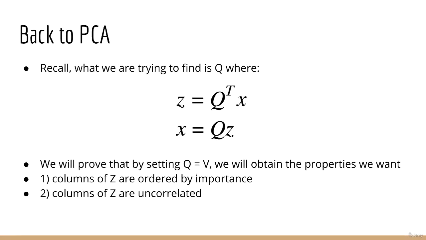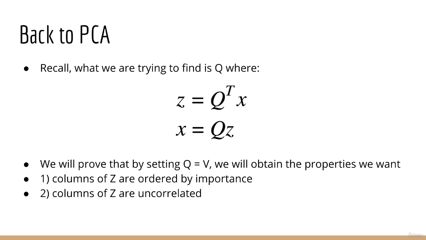The next step is to remember what we are doing. We are doing PCA, where our job is to find some matrix Q so that we can transform any vector x into a vector of factors called z. We can also do a reverse transformation by using Q again. Well, what is this Q matrix? This Q matrix is just V, the matrix of eigenvectors that we just found.